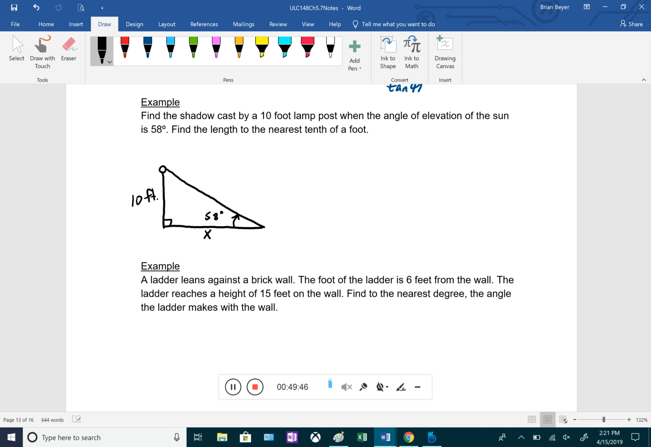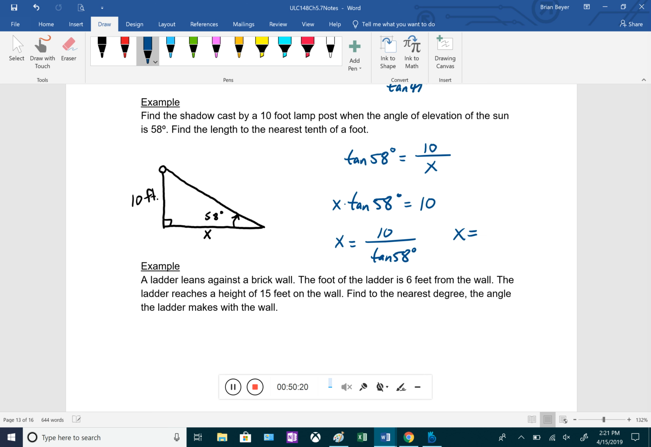Once again, we're going to be using tangent. It's pretty much going to be the same setup. Tangent of 58 degrees equals opposite over adjacent. So we multiply both sides by x and get x times tangent of 58 degrees equals 10. Divide both sides by the tangent number. We plug it in the calculator, and we get x equals 6.2 feet when rounding to the nearest tenth. Once again, that seems pretty reasonable given these other numbers.